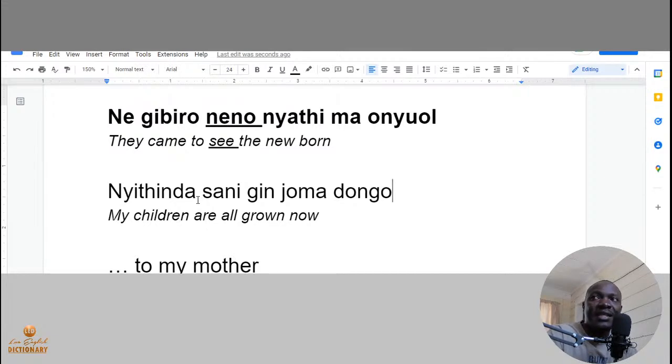Nyithinda sani gin joma dongo. My children are all grown up now. Nyithinda, my children. Every time you hear the word, it means it is an individual. It's my children, okay? Nyithinda sani gin joma dongo. My children are all grown up.